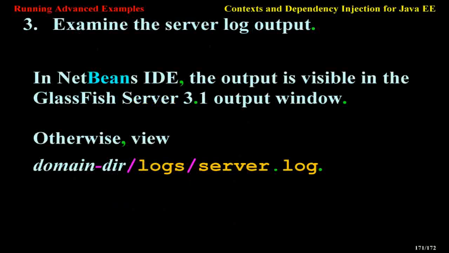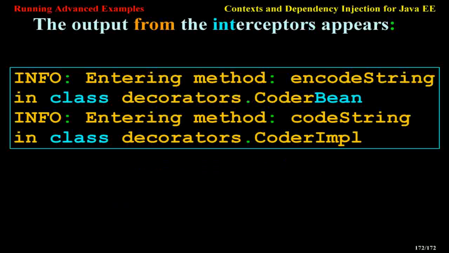Examine the server log output. In NetBeans IDE, the output is visible in the GlassFish Server 3.1 output window. Otherwise, view domain-dir/logs/server.log. The output from the interceptors appears. Info: Entering method encodeString in class decorators.CoderBean. Info: Entering method codeString in class decorators.CoderImpl.